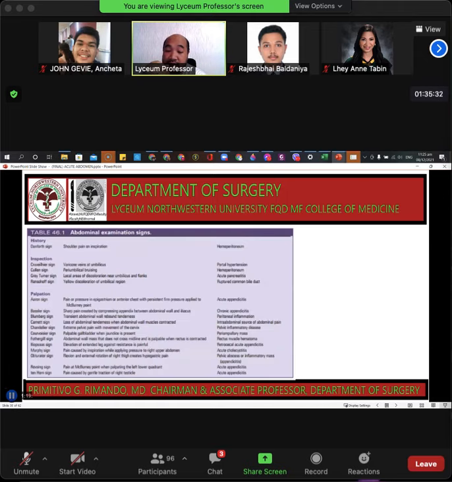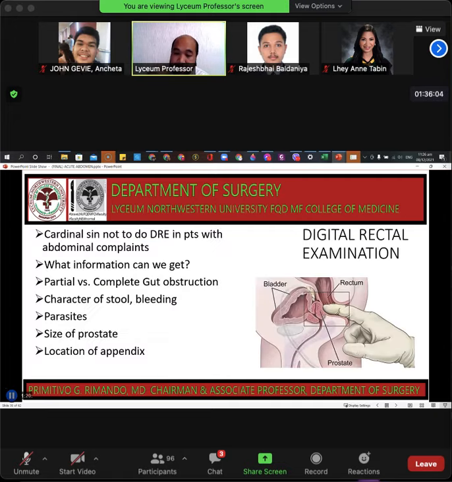Okay, so this table is found in your textbook. Most of the text here are from Sabiston. And these are some of the famous names under abdominal exam, like what is your Courvoisier sign, what is Fothergill sign, what is the Murphy sign, obturator sign. Okay, so I know you're already familiar with all of this.